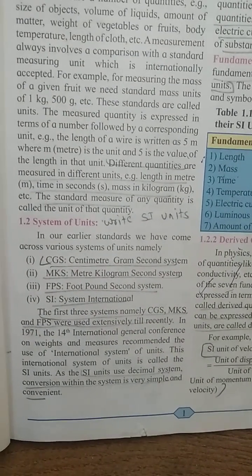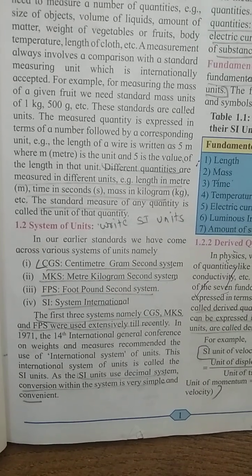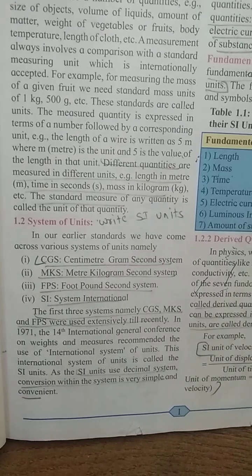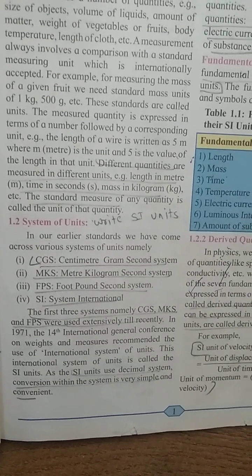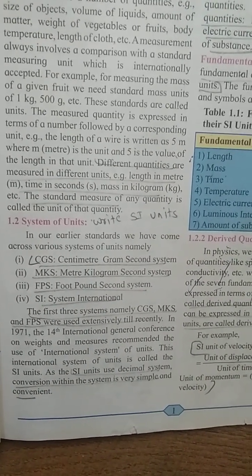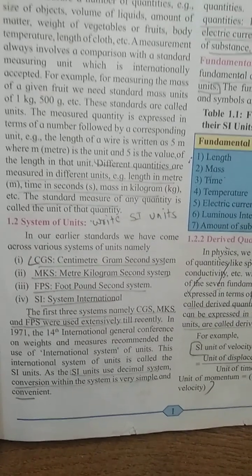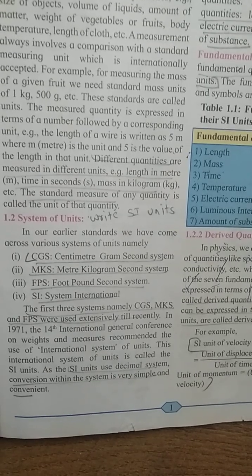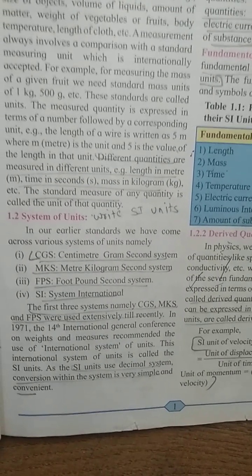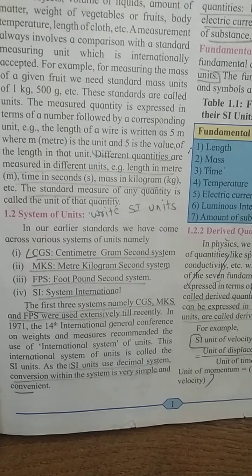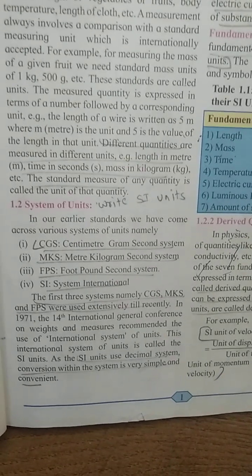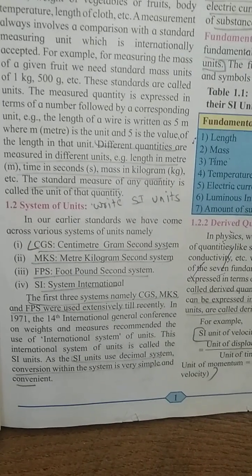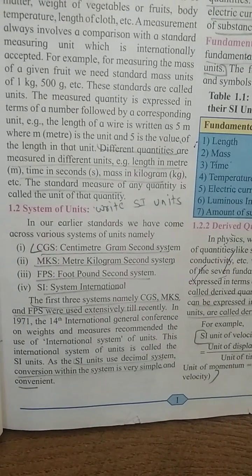The first three systems, namely CGS, MKS and FPS, were used exclusively until recently. In 1971, the 14th International General Conference on Weights and Measures recommended the use of the international system of units. This international system of units is called the SI unit. The SI units use a decimal system of conversion, which is very simple and convenient.